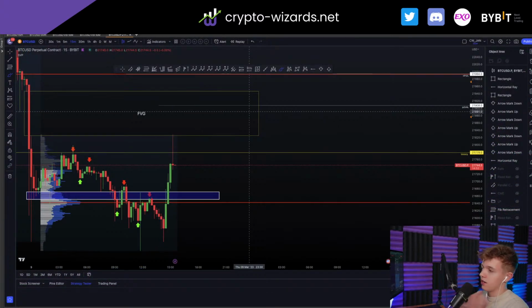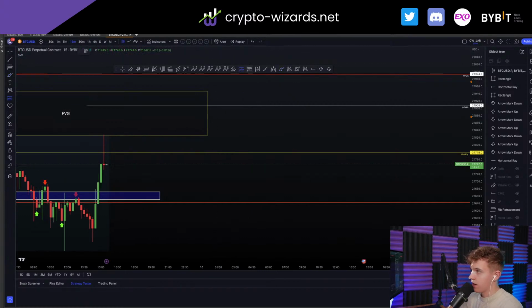So the US session is here. Let's see if we can actually break this weekly. But this weekly is definitely a first reference point that we have on the chart.